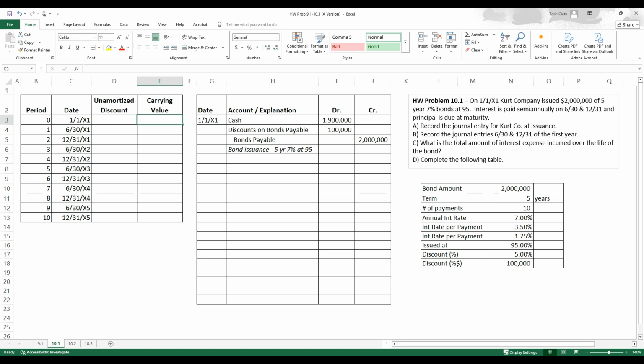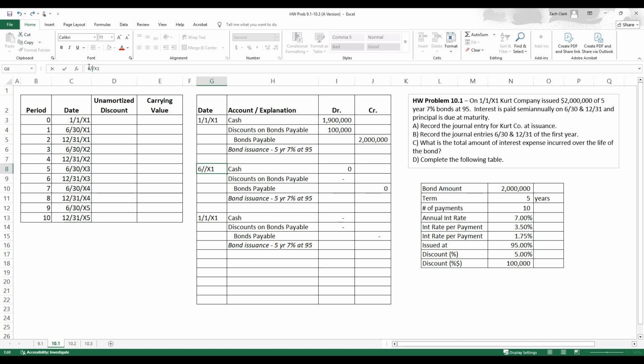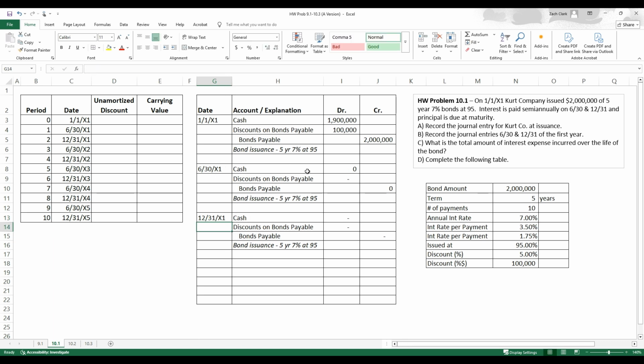Yeah, let's just do it that way. Okay, so add interest. So now we're going to record the journal entries at 6/30 and 12/31 of the first year. And so I'm just going to take these journal entries to borrow the format. And like we said, the first one was at 6/30. So let's update the date. And then the second one is at 12/31. So these are the two interest payments in that first year.